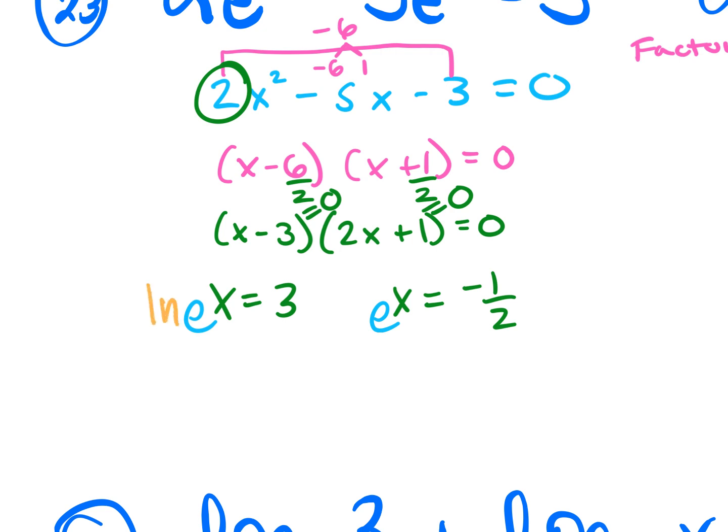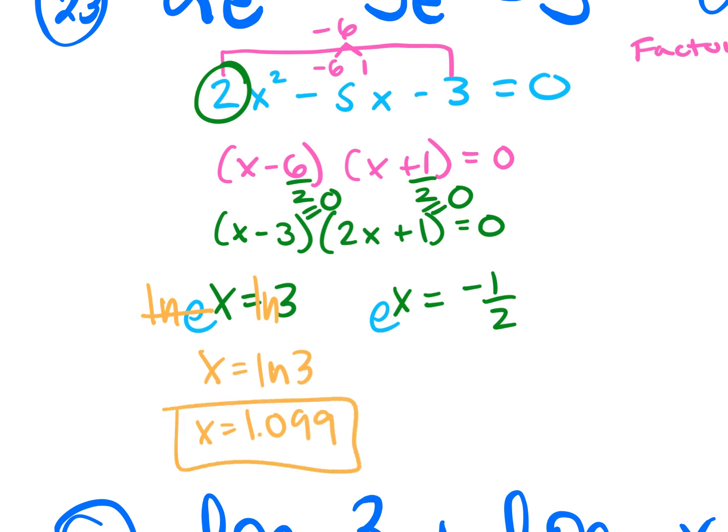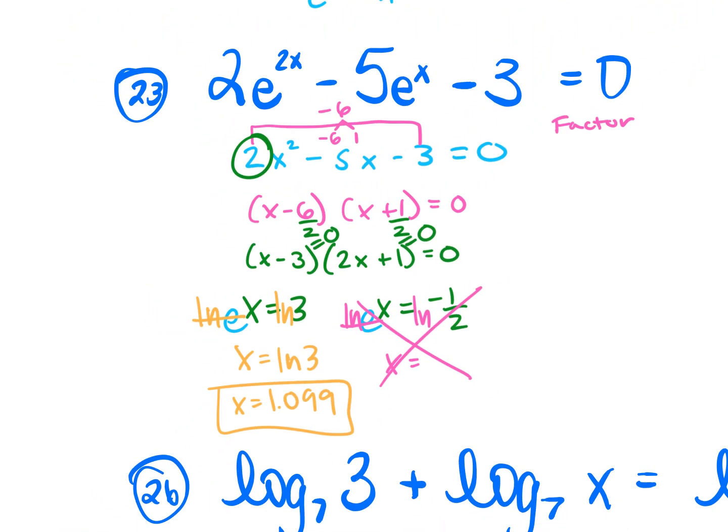Take the ln of both sides. So ln of e cancels, so x is equal to the ln of 3. So ln of 3 is 1.0986, or 1.099. We'll round to 3 decimal places. We can do the same thing with the other one. Take the ln of both sides. What do you get when you put the ln of negative 1/2 in your calculator? Remember, you can't take the ln of a negative number, so you'll get an error, so that is not a solution. So we only have one solution here.